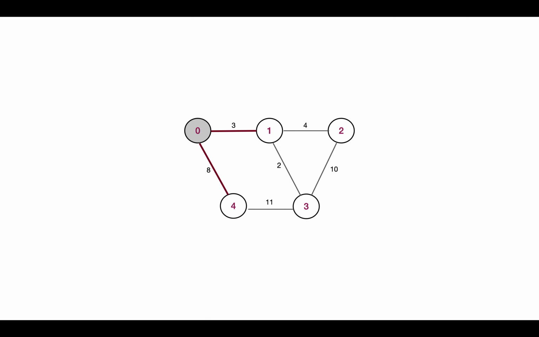And now from all these edges, we select the one with minimum weight, or you can say minimum cost or minimum distance, depending on what kind of network or graph it is. Now here, the one with minimum weight is this edge 0, 1 with weight 3. So we are going to select this one. On the other end, this edge has vertex 1, so we're going to include vertex 1 in the MST. Now this is the updated MST.